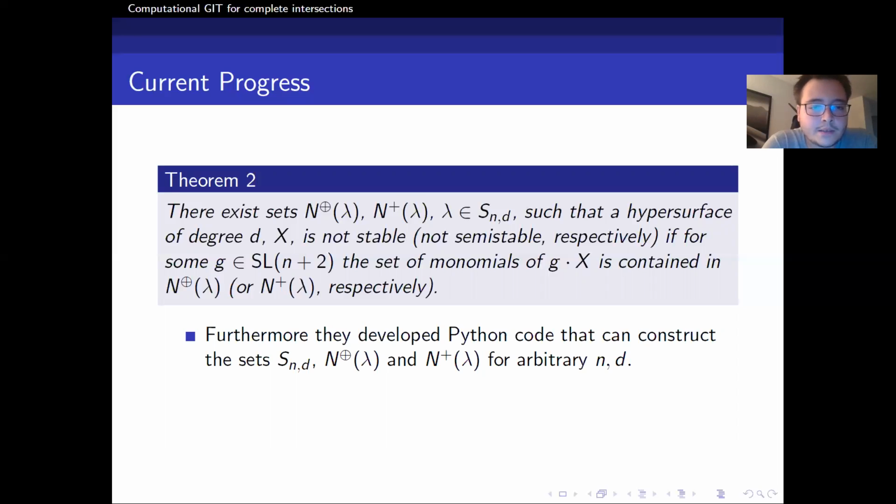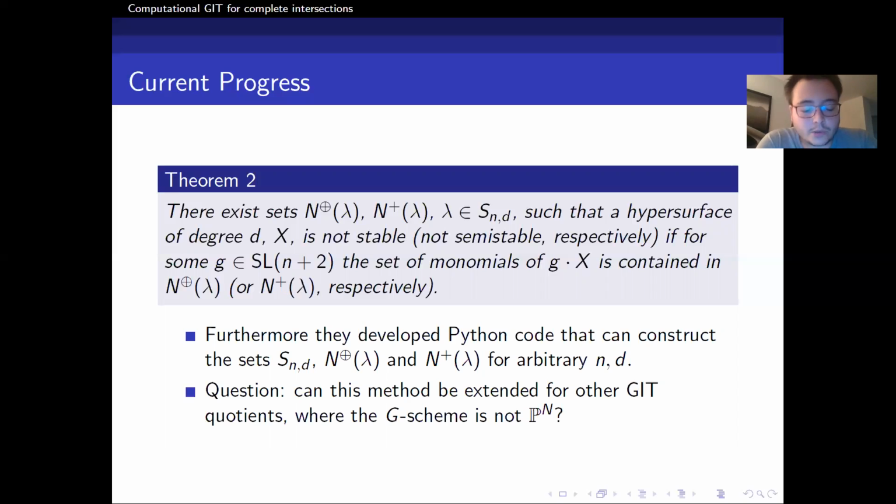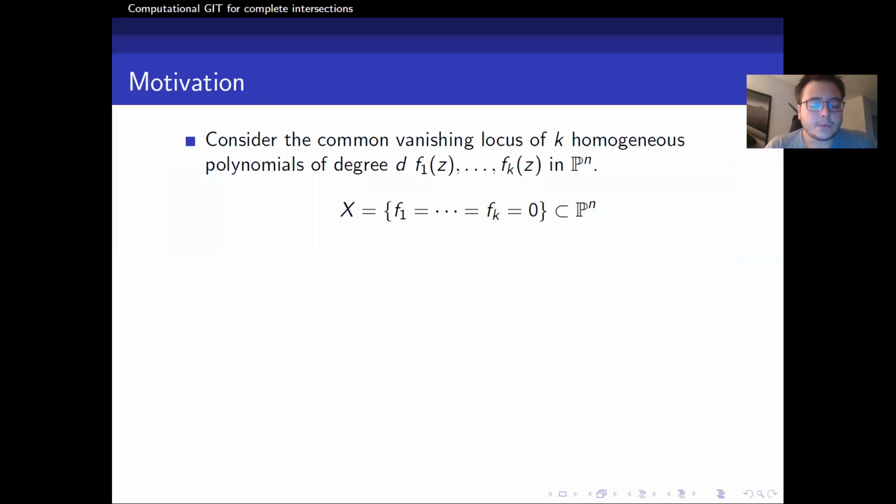In fact, they developed a Python code that can construct the above three sets for arbitrary n and d. The natural question is whether this method can be extended to other GIT quotients, in specific cases where the ambient scheme is not P^n. The motivation comes from this: we can consider the common vanishing locus of k homogeneous polynomials of degree d, which we denote F_1 up to F_k, in P^n. Here you can see how the variety X arises. Can we study this computationally?